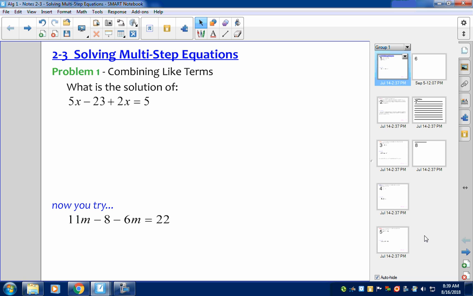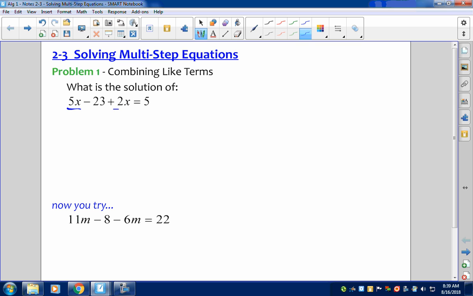This is something that a lot of students, they want to jump right into adding the 23 to each side, that type of thing. Some of you went ahead, maybe you did that. But what we want to do is collect like terms so you have one x term and one constant on one side of the equation. So if you look at these two here and here, we want to add the like terms first.